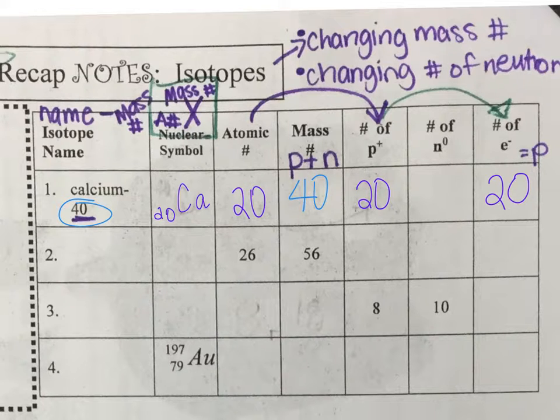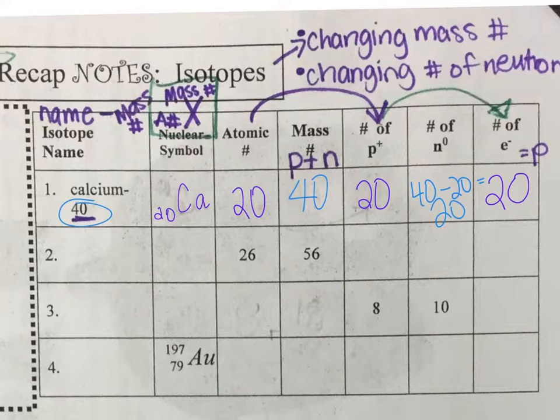How do we calculate number of neutrons? Perfect. 40 minus 20 is equal to 20. You don't have to show your work if you don't want to. Just show your work if you need that reminder when you go to look at it later. So, one more time.